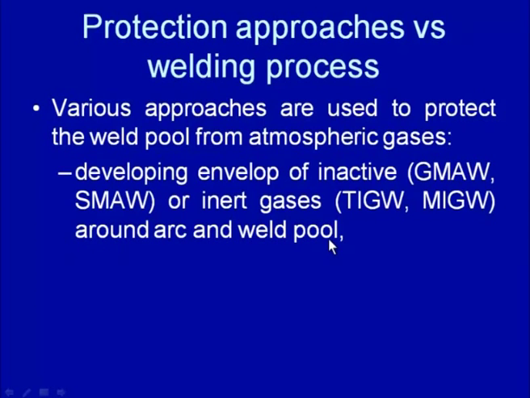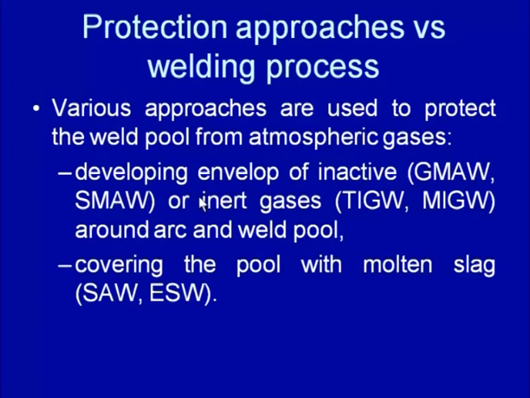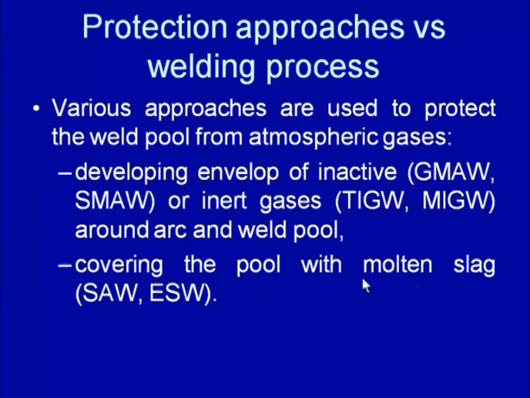Another approach, apart from developing a shield or cover or envelope of inactive gases or inert gases to protect the weld pool, is to cover the weld pool using molten slag. This molten slag is formed during the arc welding process itself, where the heat of the arc melts the flux, which is present either in the form of granular material or in the form of a coating around the electrode.